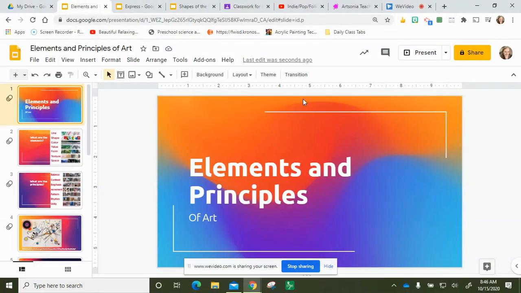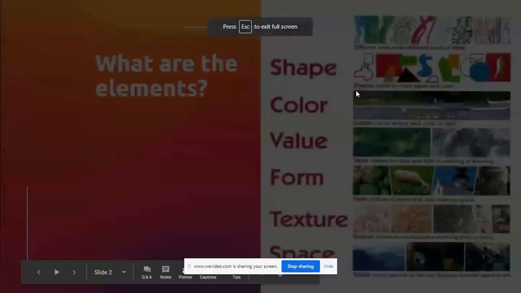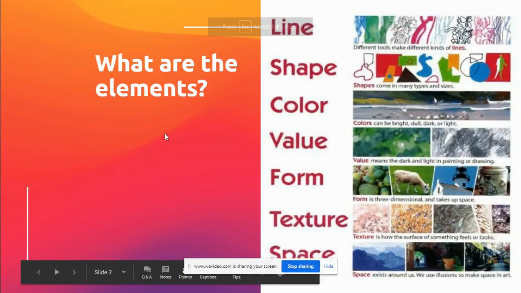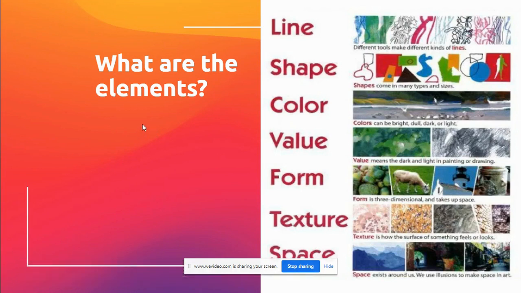Okay, so let's take a look at the elements and principles of art. What are the elements? Elements of art are line, shape, color, value, which means the dark and light in a painting, form, which is three-dimensional and takes up space, texture, which is how the surface of something feels or looks, and space, which exists around us. We use illusion to make space in art.